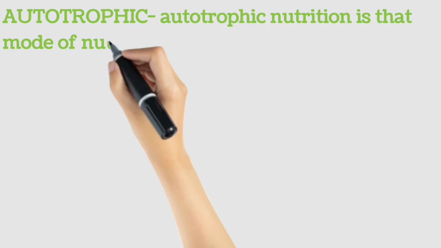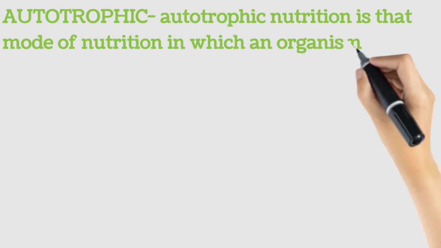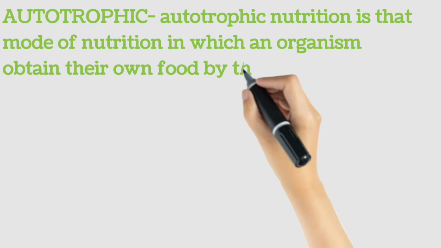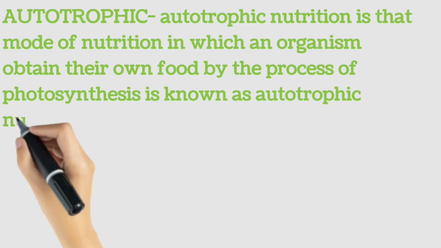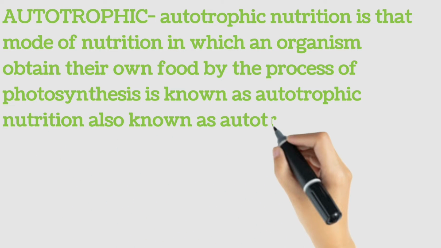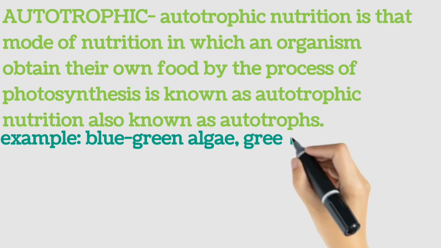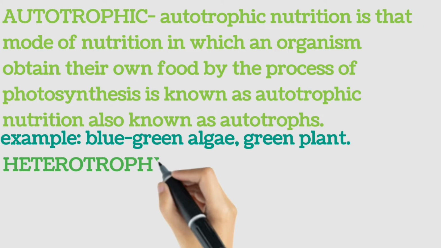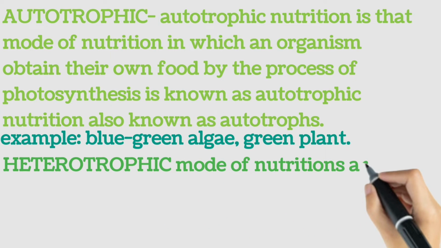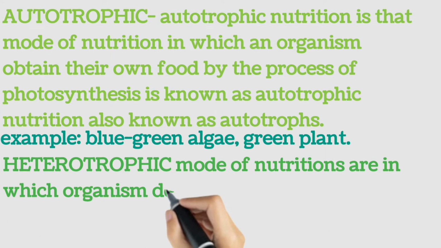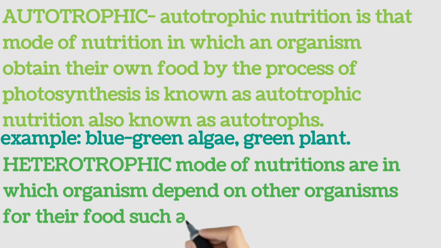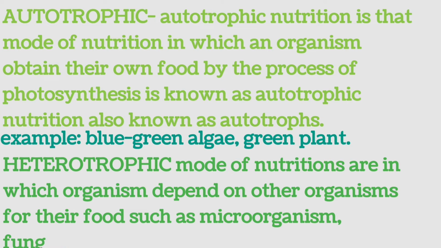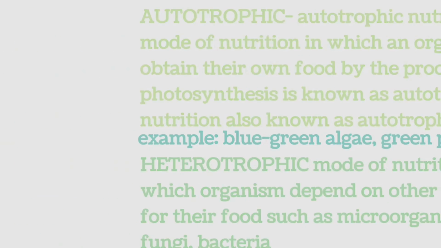Autotrophic nutrition is that mode of nutrition in which an organism obtains its own food by the process of photosynthesis. Such organisms are also known as autotrophs. Example: blue-green algae and green plants. Heterotrophic mode of nutrition is one in which organisms depend on other organisms for their food, such as microorganisms, fungi, bacteria.